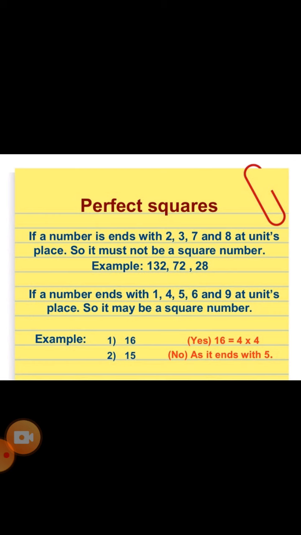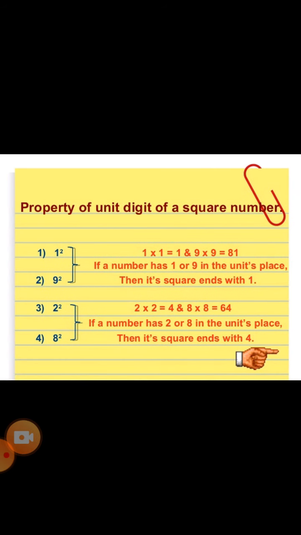Next we discuss perfect squares. If a number ends with 1, 4, 5, 6 or 9 at the units place, then it may be a square number. For example, here we have the number 16. We observe that in the number 16 the last digit is 6. So 16 is a perfect square.